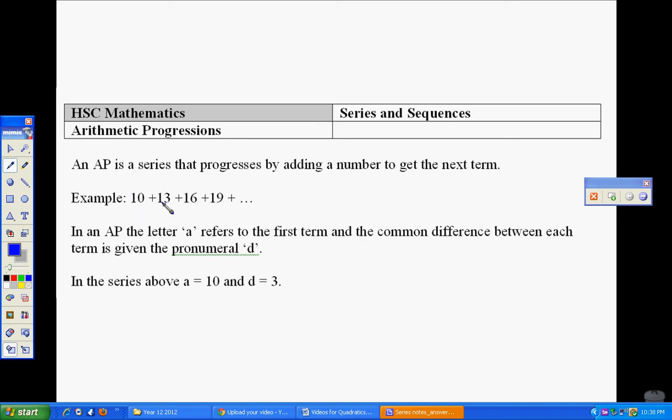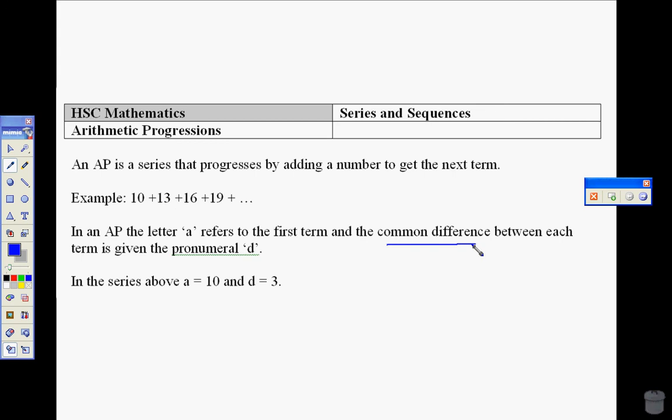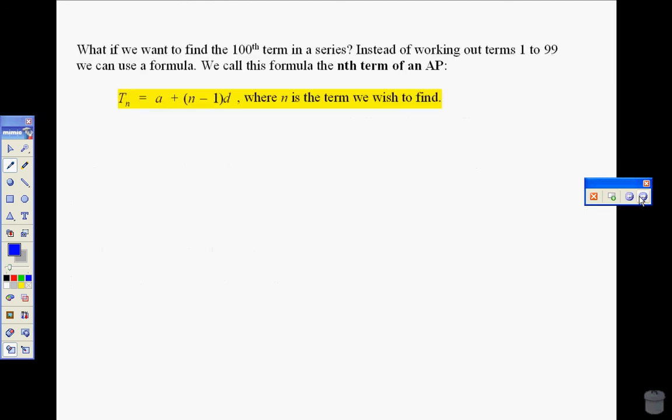Then it goes up by 3, then it goes up by 3 again, goes up by 3 again. That's what we call a common difference, and we give that the pronumeral D. So in this series we call A 10 and D 3. A is the first term, D is the common difference. Every arithmetic series has a first term and a common difference.